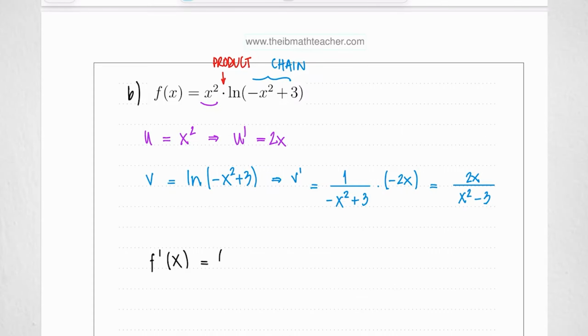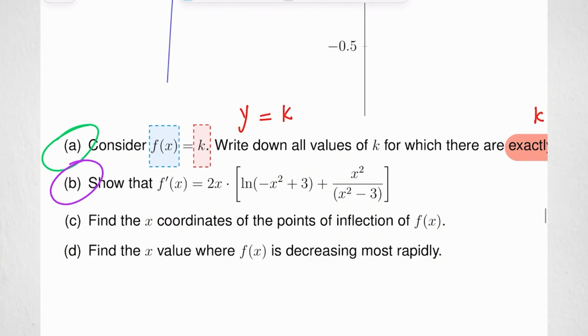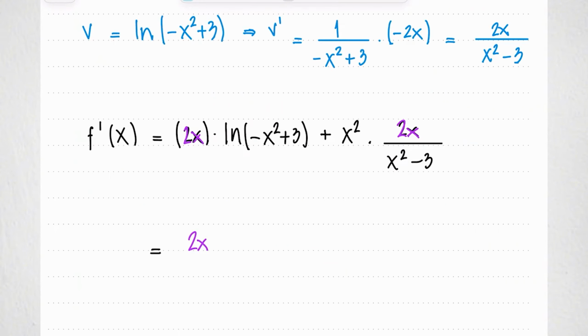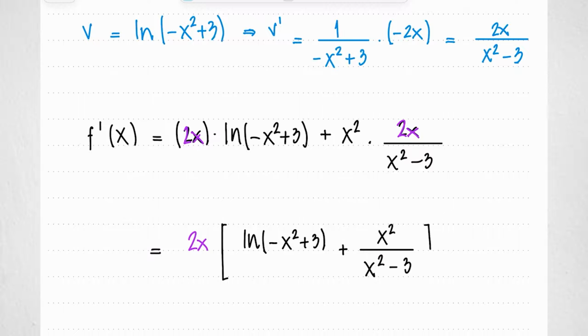Now, using the product rule, we have u prime times v plus u times v prime. And we can see that in the answer, we have this 2x factored out, and that's exactly what we're going to do right now, factor out a 2x. And factoring out works as if we are removing this term from here and from here. So we have ln of negative x squared plus 3 plus x squared over x squared minus 3. And that's it. That's what we have in the description of the exercise. So let's now jump to question C.